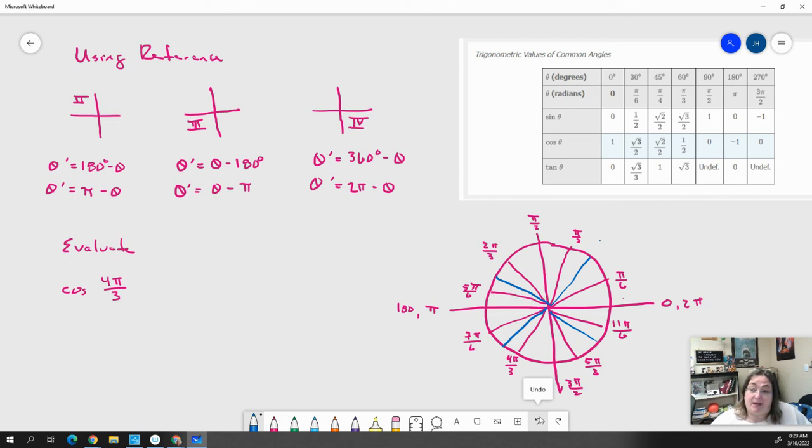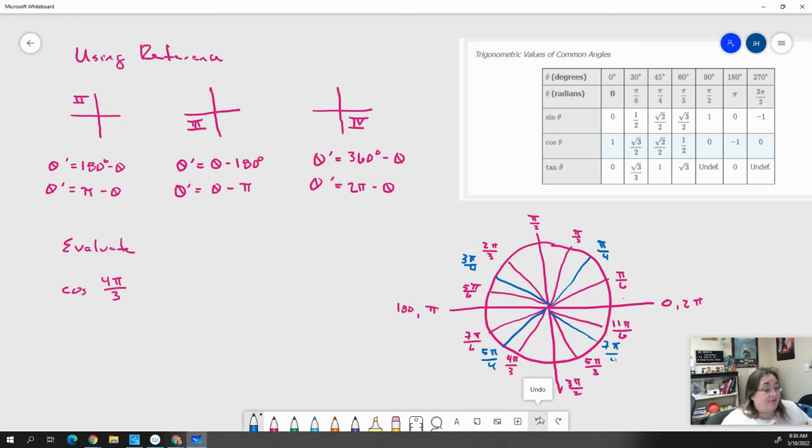But this would be pi over 4 because it is 1/4 of the way to pi. This would be 2 pi over 4, but when we reduce that, we get pi over 2. This would be 3 pi over 4. 4 pi over 4. 5 pi over 4, 6 pi over 4, but we've already reduced that, 7 pi over 4, and 8 pi over 4.